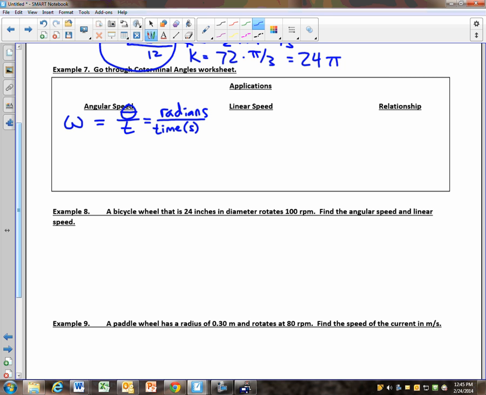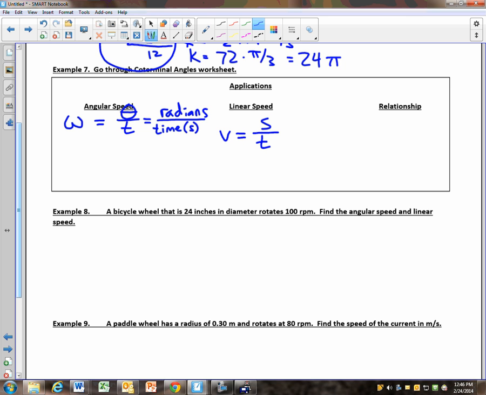Linear speed: just like when Bryn traveled to school this morning, she had a linear speed of 38 miles per hour. We aren't going to use speed, we're going to use the term velocity. V we'll use for velocity because we can have direction. And that's going to be s over t.